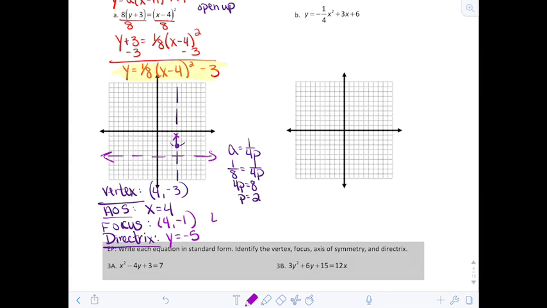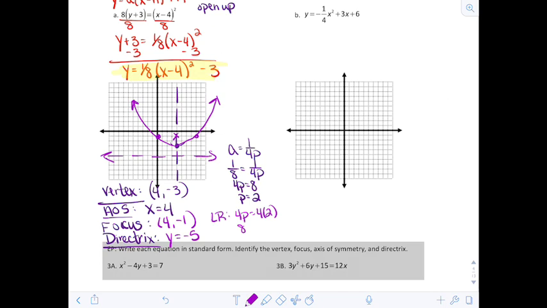And then my LR is going to help me to graph the correct width of that. So the LR is 4p, which is 4 times 2, which is 8. And so from the focus, I'm going to go 4 to the left and the right. 1, 2, 3, 4. And 1, 2, 3, 4. And this would be the entire graph of my parabola.